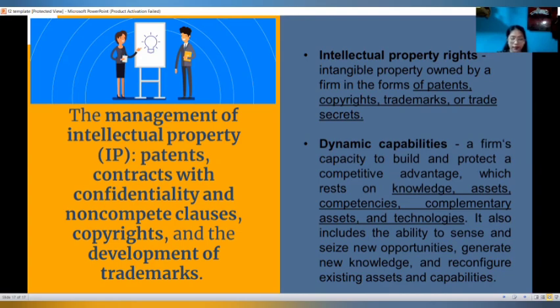Dynamic capabilities. It is the firm's ability to integrate, build, and reconfigure internal and external competencies to address rapidly changing environments. That's all for my report.